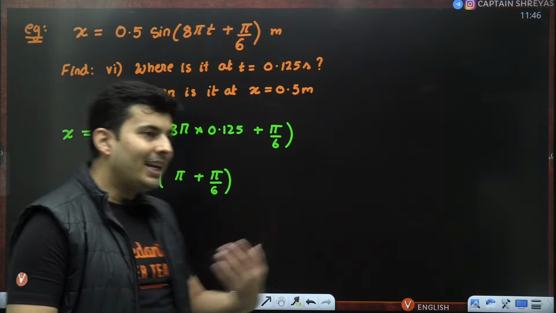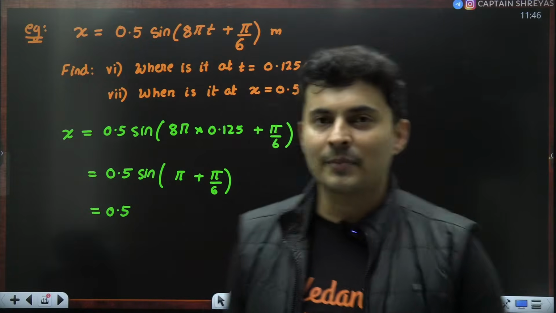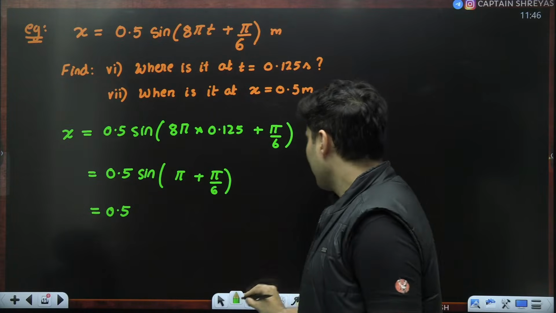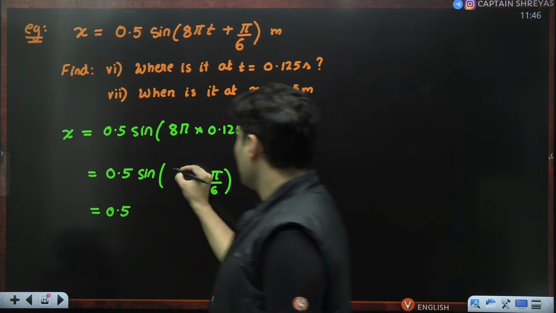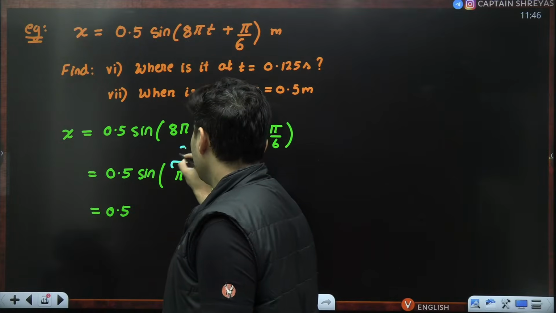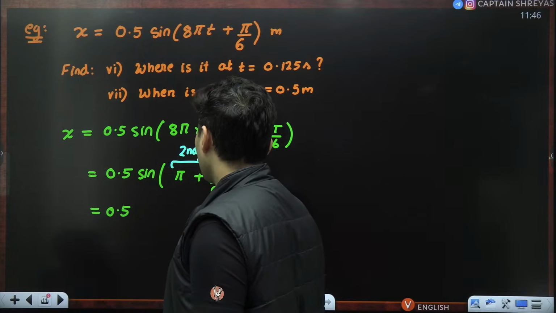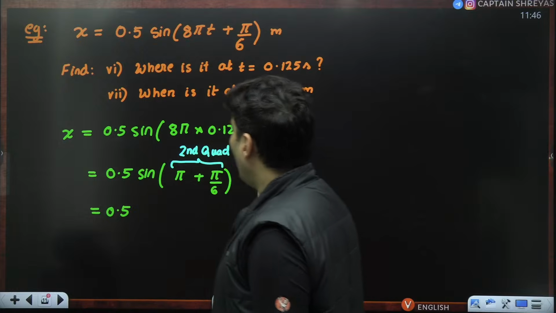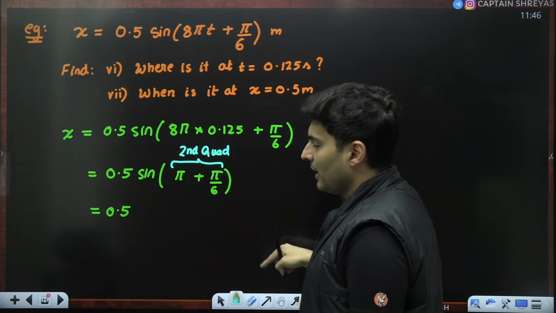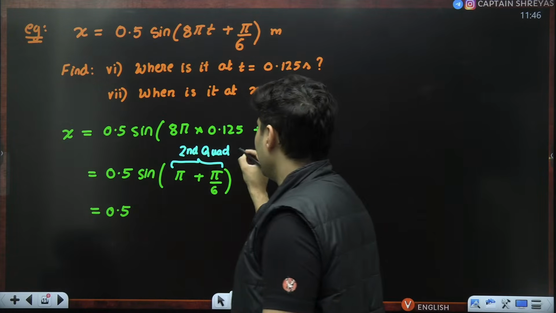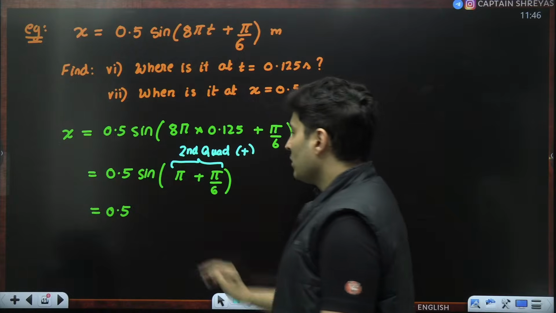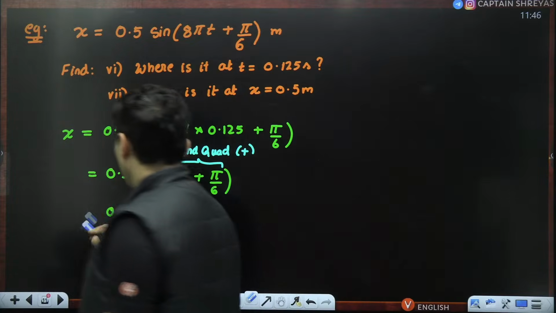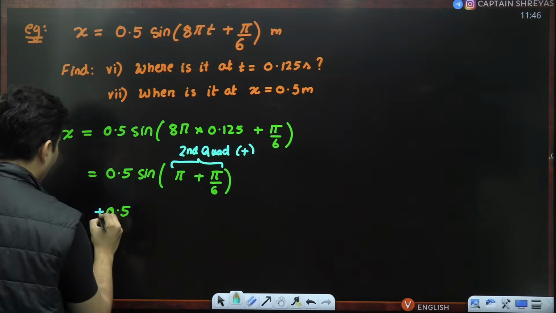Sine of 180 plus something. First of all, this number which you see over here is in the second quadrant. In the second quadrant, all silver teacups. Second quadrant sign is basically positive. So the answer is 100%, it is going to be a positive number.